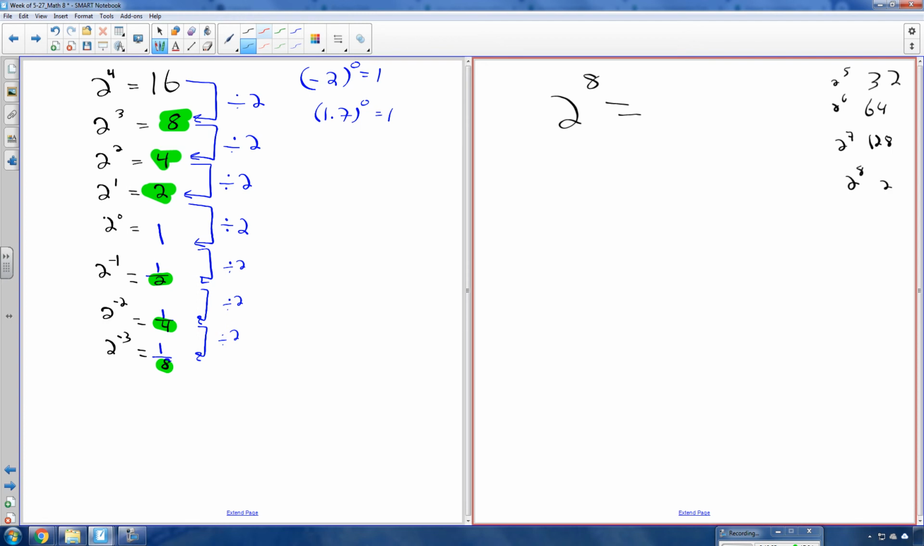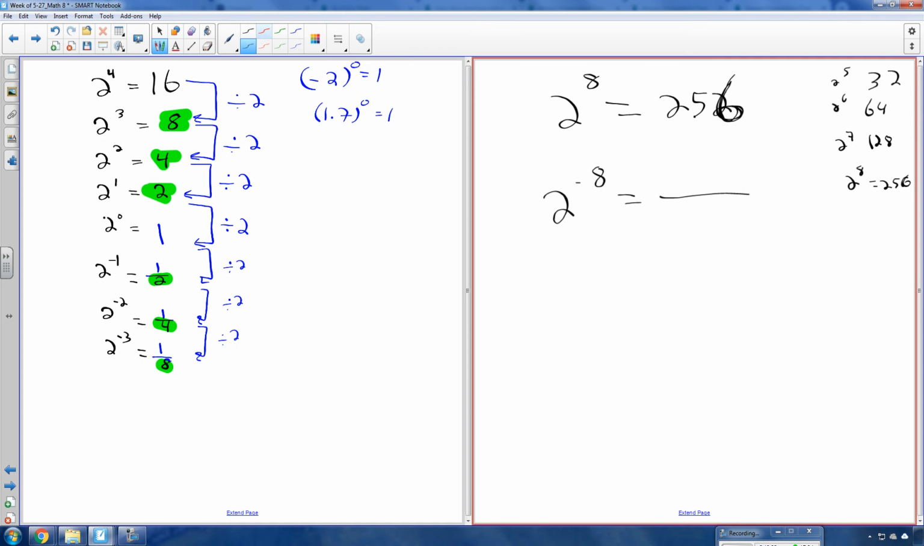2 to the 8th is 256. What do you think, if 2 to the 8th is 256, what do you think 2 to the negative 8 is? I put a fraction line as a little hint. Yes? You wrote 252. Oh, my apologies. 2 to the 8th is 256. What do you think 2 to the negative 8 is? Jump in. What do you think? Anybody? Yes?